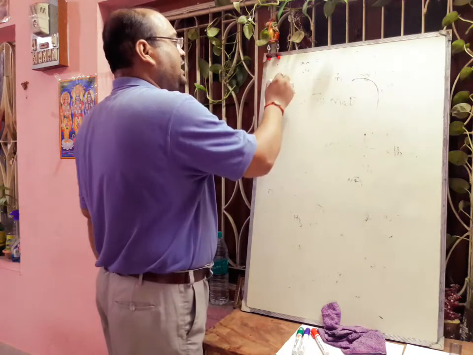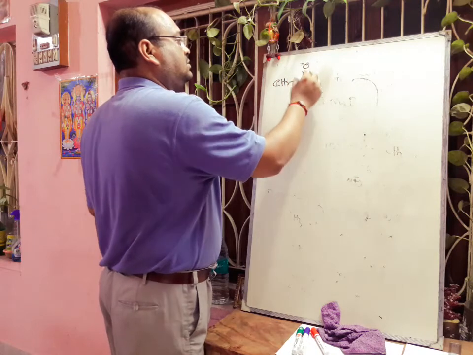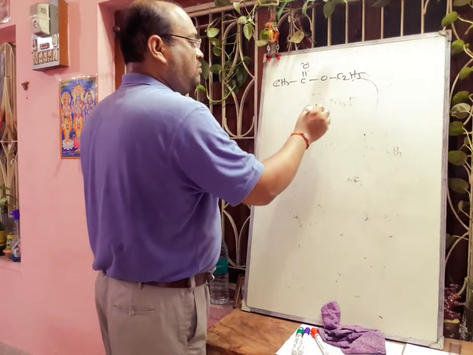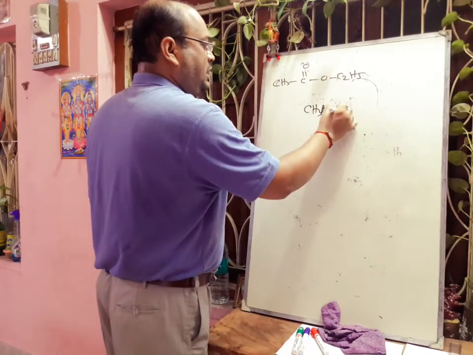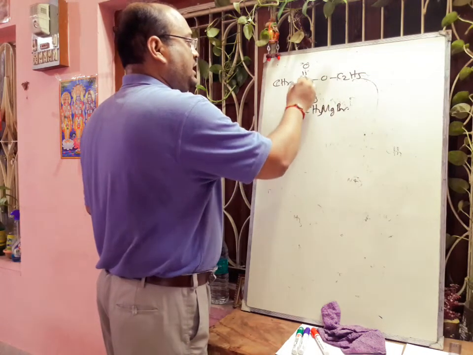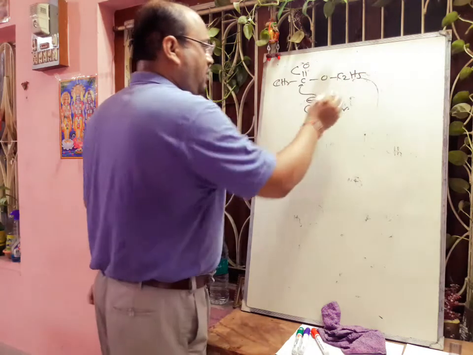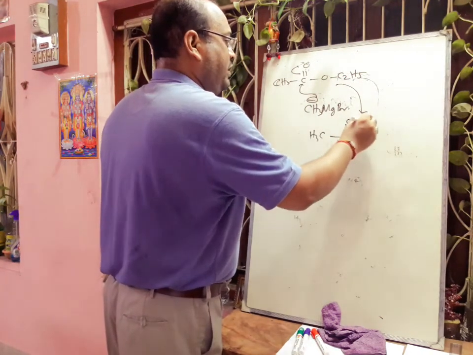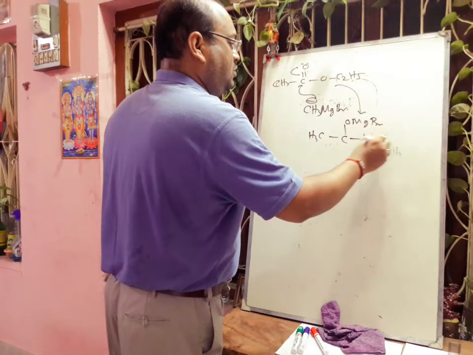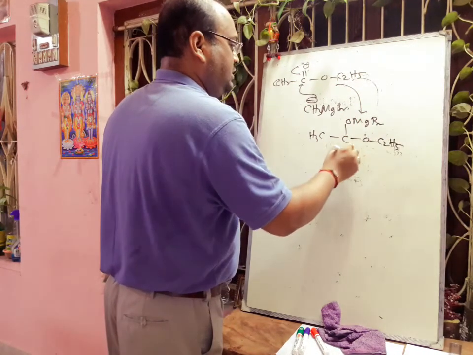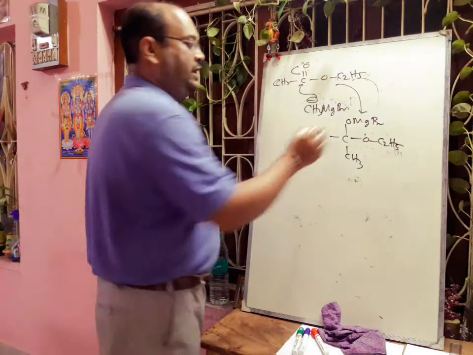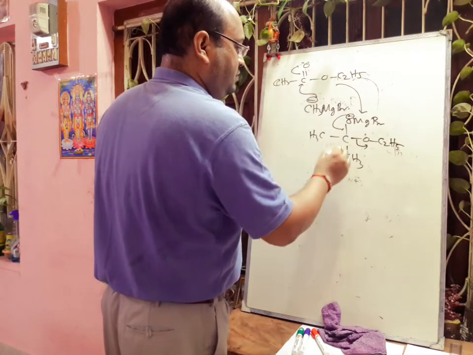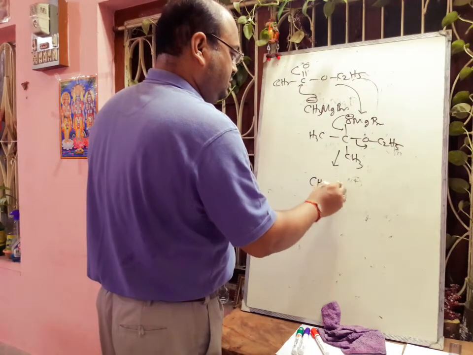Suppose we are taking ethyl acetate, CH3COOC2H5. Here 2 moles of Grignard reagent are required. The first mole will react here, and that will form CH3C(OMgBr)(CH3)OC2H5. In the next step, there will be elimination of this group and it will form acetone.